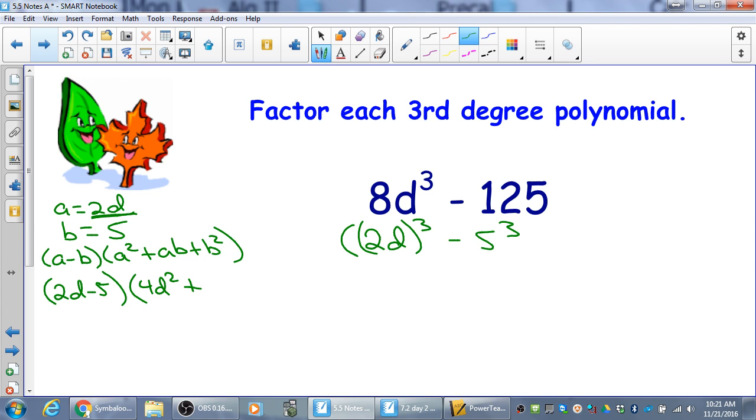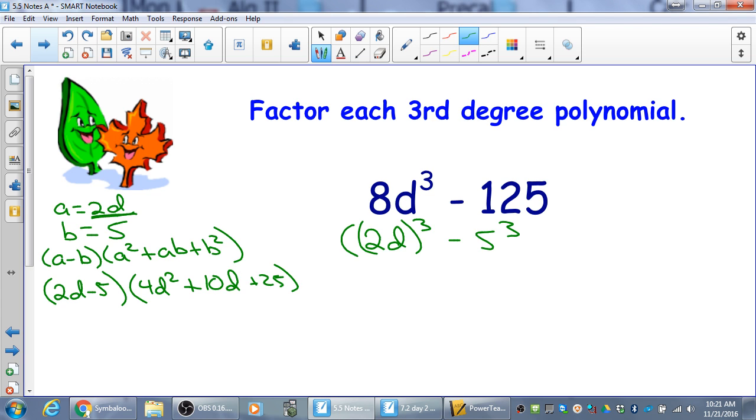And then plus, we multiply these two together, which makes that 10D. And then we square the B, and in this case, that is 25. So there it is factored right there. It's a little different when you have that number out in front. You have to take care of a little bit more.